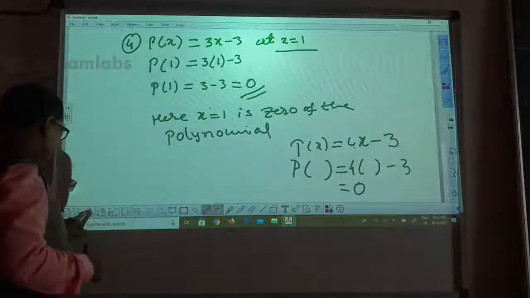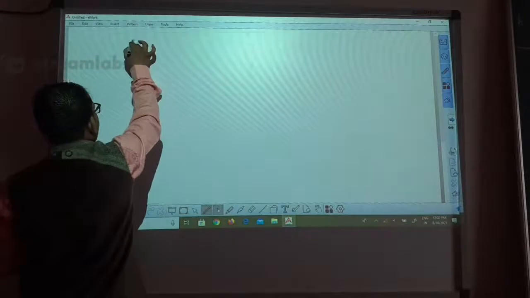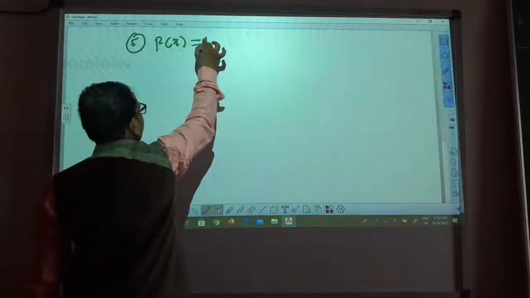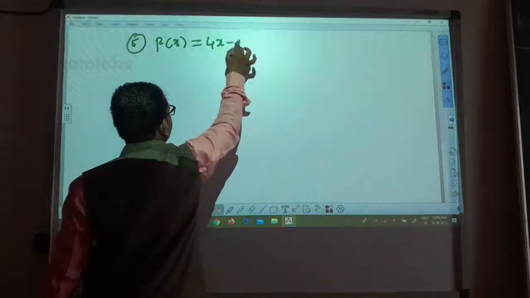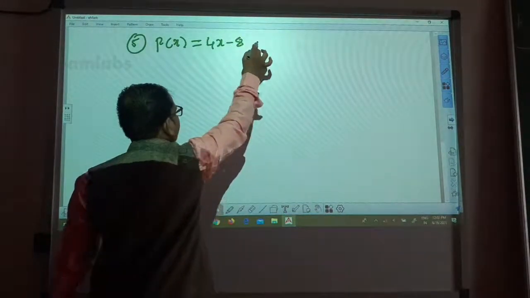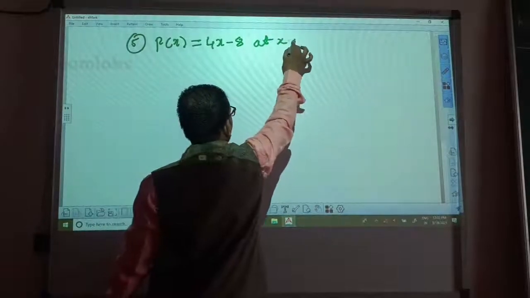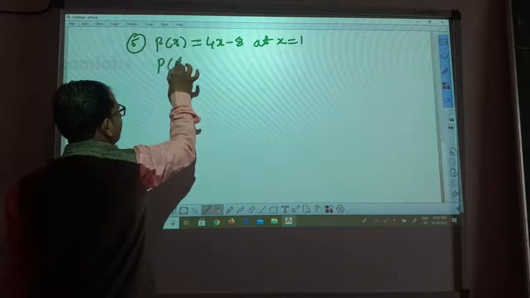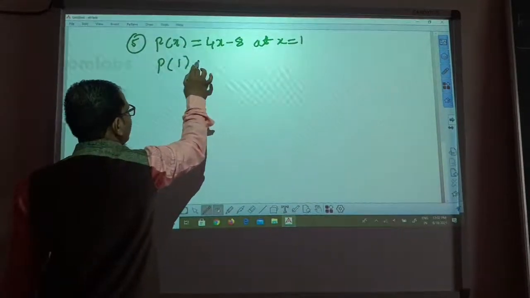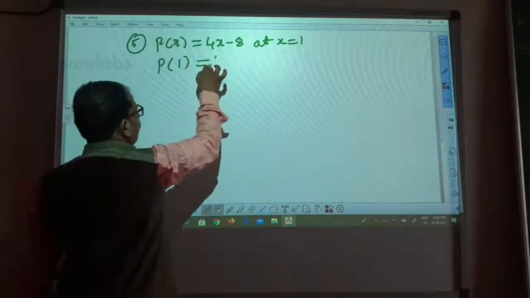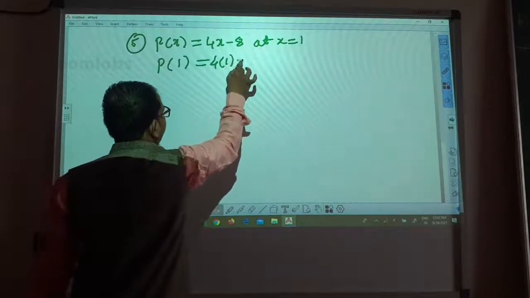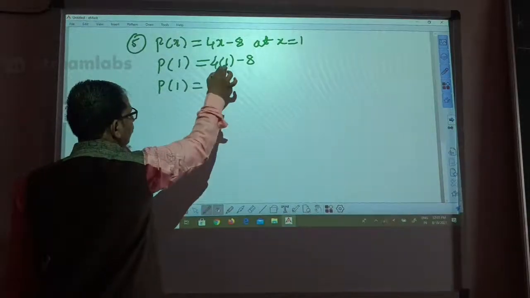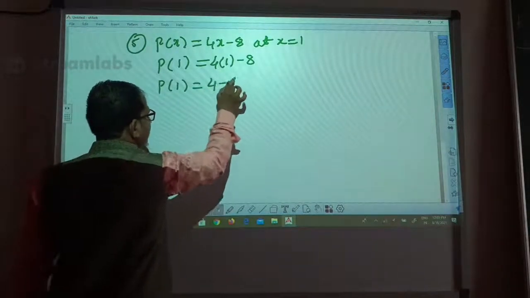If you observe this problem, p of x is equal to 4x minus 8 at x is equal to 1. I wrote it randomly. Find the value here. P of 1 is equal to 4 into 1 minus 8, right? P of 1 is equal to 4 ones are 4 minus 8.